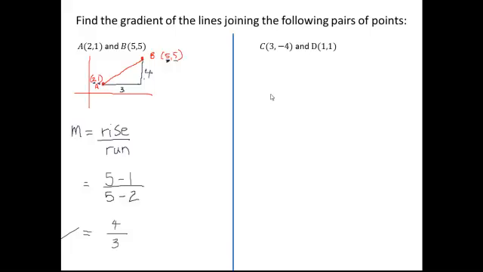All right, try the second one on your own. You can do it with or without a sketch, and then I will walk you through it.